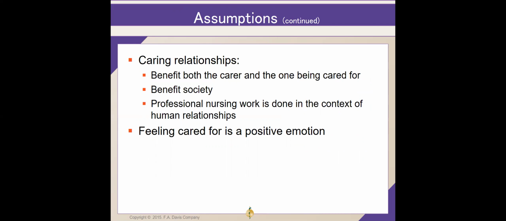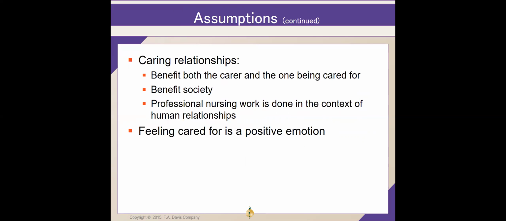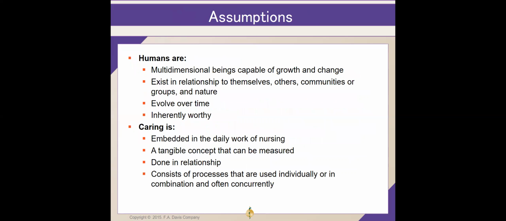So you notice now, this could be considered an environment. They benefit the carer and the one being cared for, society, and professional nursing work, and then feeling cared for is a positive emotion, and that could be considered health. So we're looking at the location where caring happens. So these could be human, nurse, and then environment, and then health. So we see, although these are not identified with those metaparadigms of nursing we've studied, they're closely related assumptions.